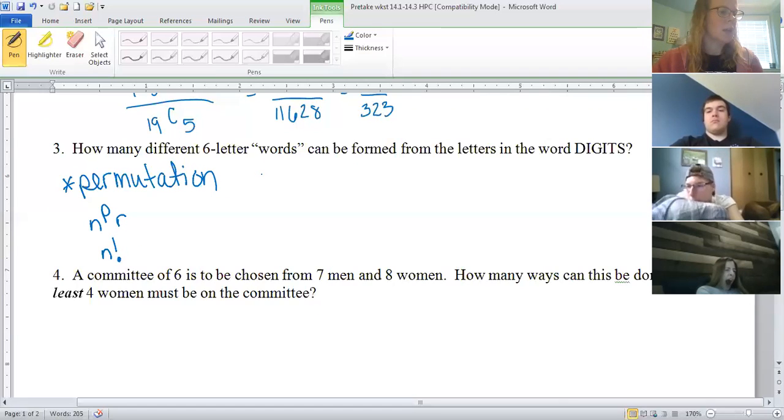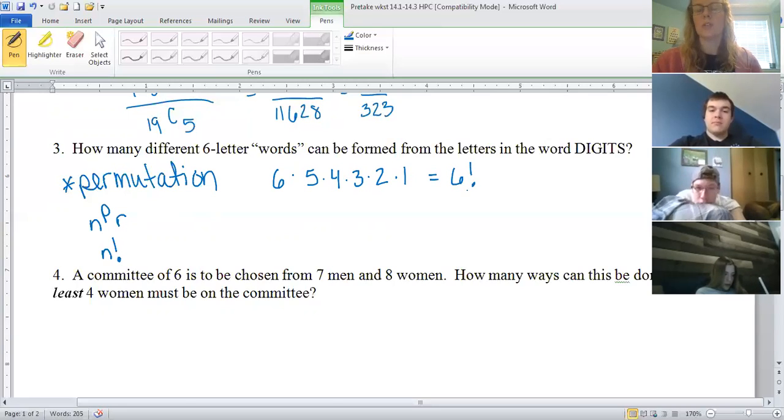If we're picking a 6-letter word, we've got 6 options for the first letter, and then we've got 5 for the second, and then 4, and then 3 options, and then 2, and then 1 option left for the last letter, okay? And that is 6 factorial, okay? So that's only 6 times 5 times 4 times 3 times 2 times 1. That's easy enough to just type in. But if it's a really big number like 24 factorial, then use the exclamation point in the probability menu, okay?